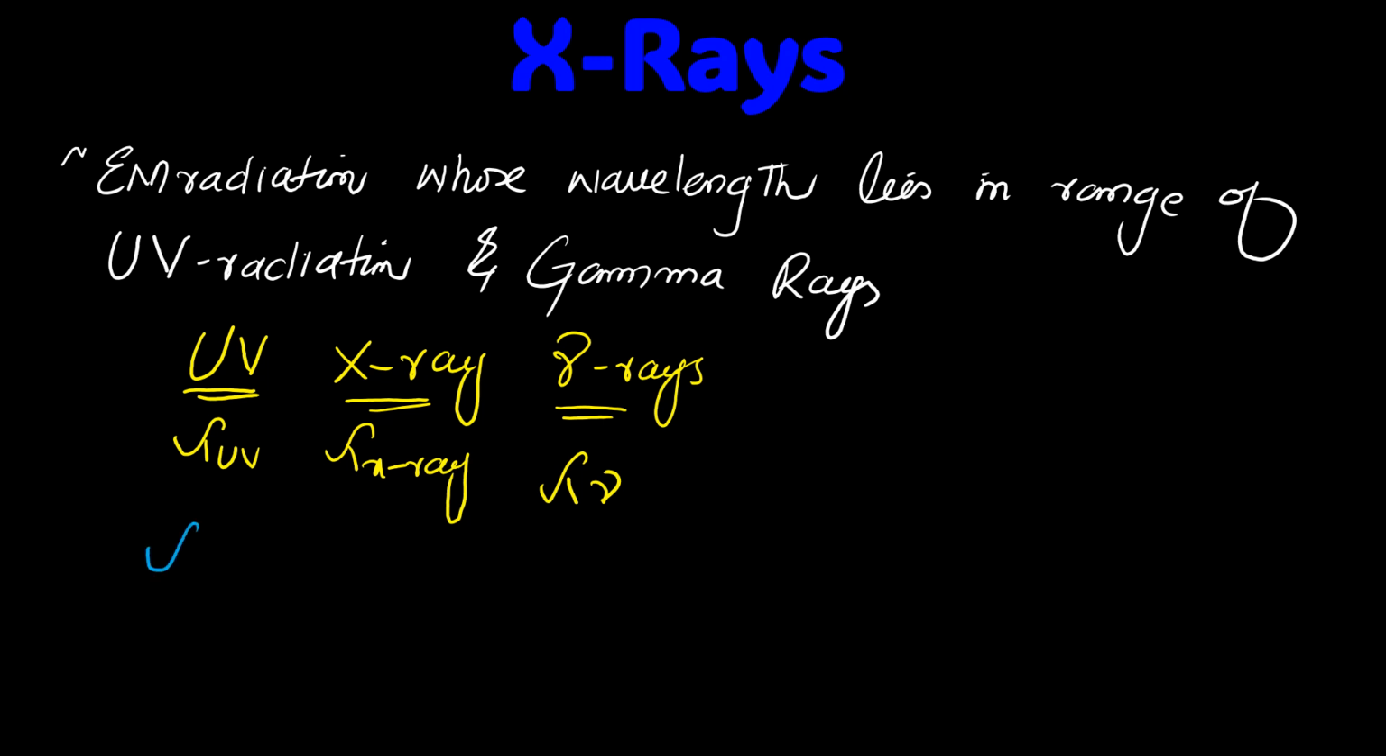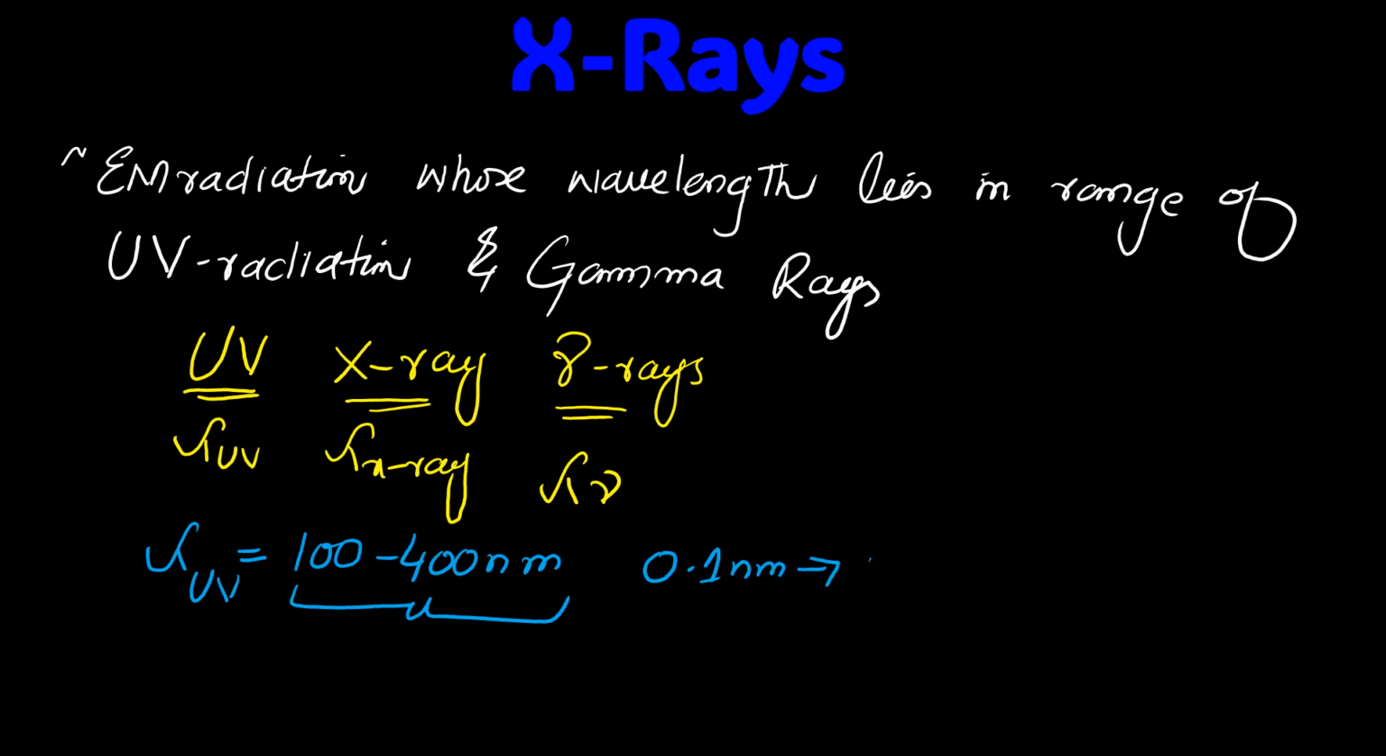is in a range of 100 nanometer to 400 nanometer, whereas the wavelength of X-rays is around 0.1 nanometer to 10 nanometer, or we can say its wavelength is around 1 angstrom to 10 nanometer.